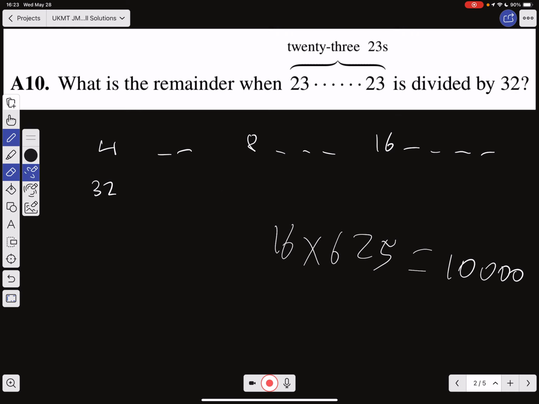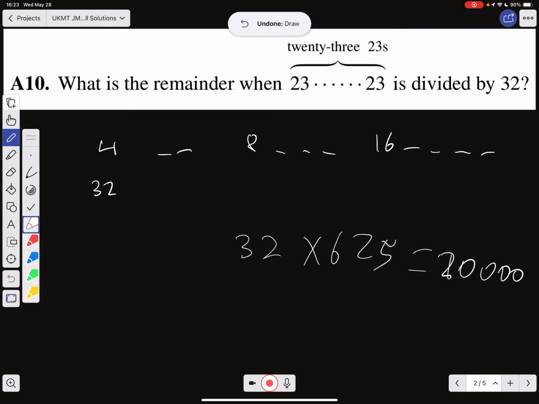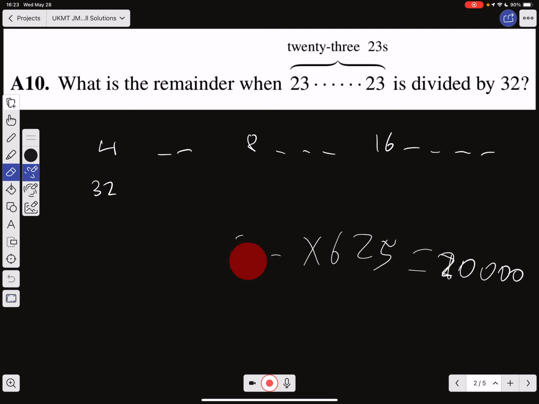What we're going to do, since we change this to 32, right? And that's a whole number, 625. We can make it 20,000s, right? So you get the idea of 20,000. So 20,000 is divisible by 32, right?